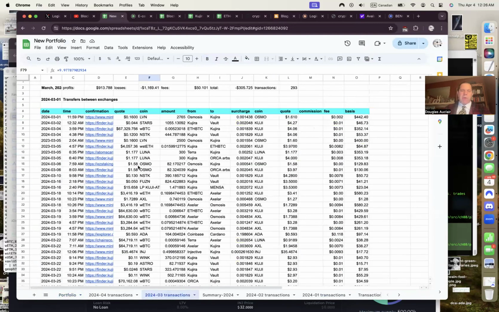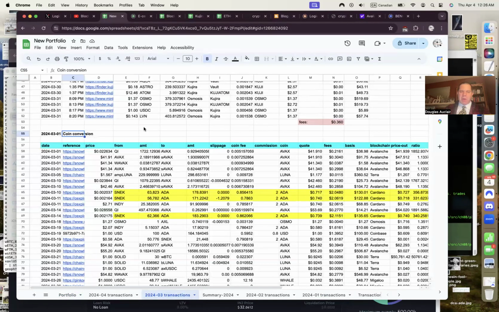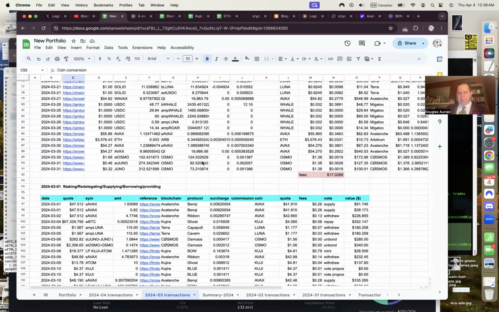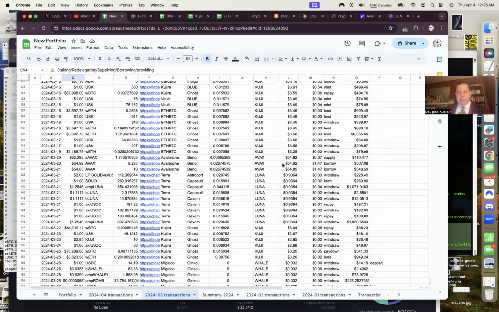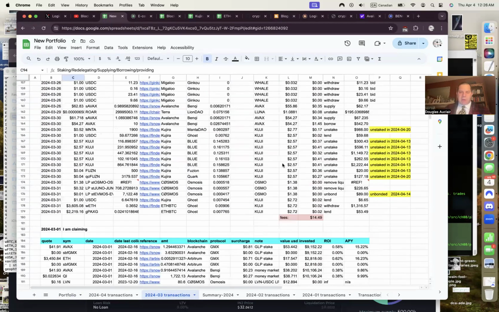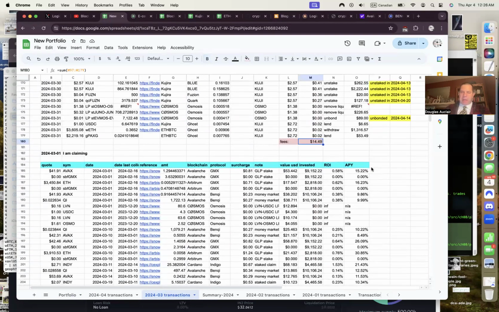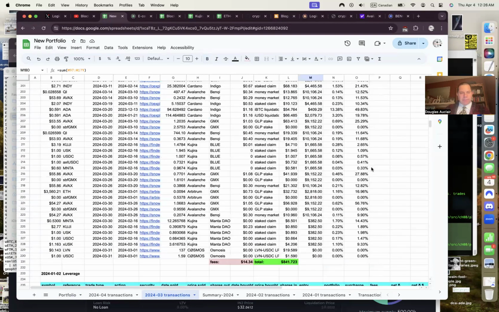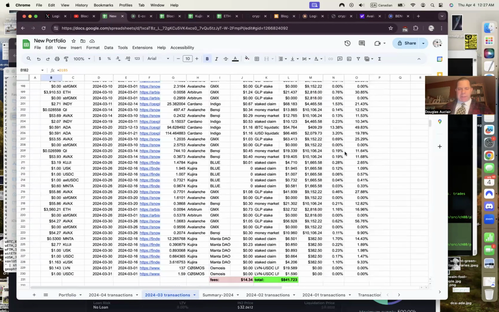And you see that I record every transfer between blockchains. I record every conversion swap on blockchains. I record every kind of staking, redelegation, supplying, borrow, or providing or removing liquidity, because there are fees associated with that I can deduct. I record every yield I claim or harvest.